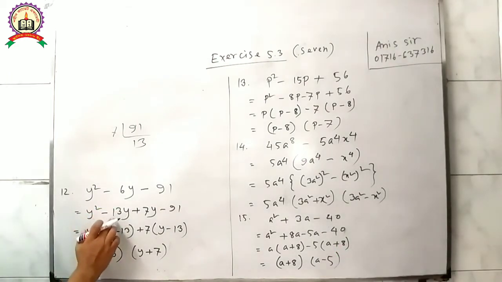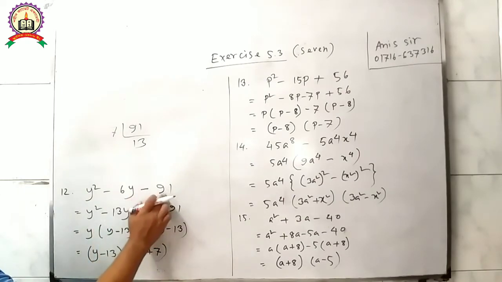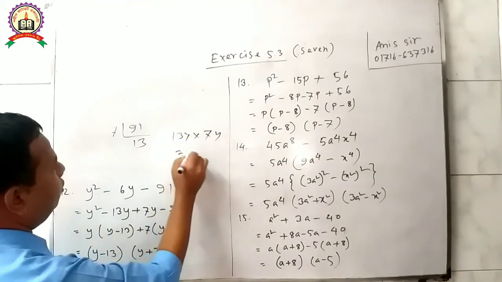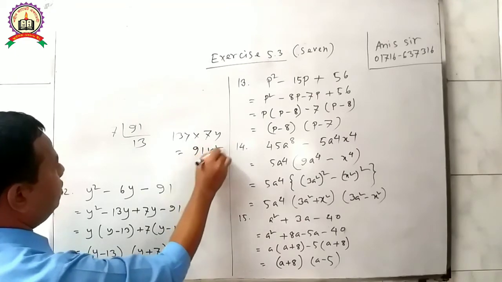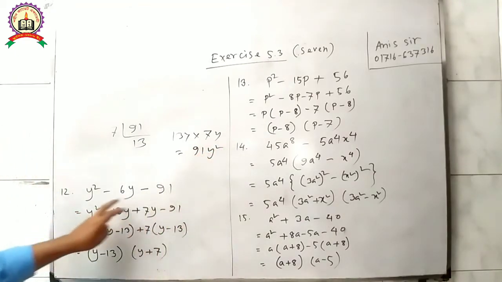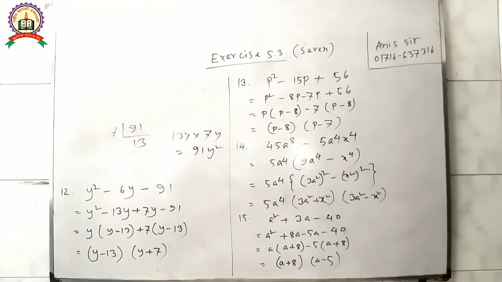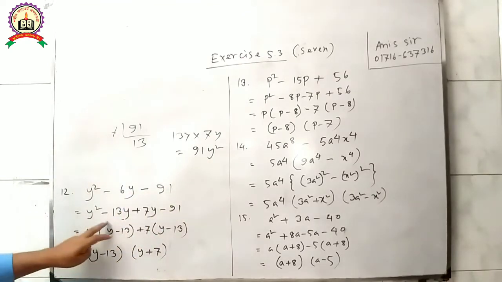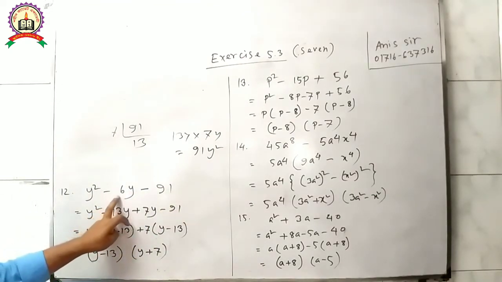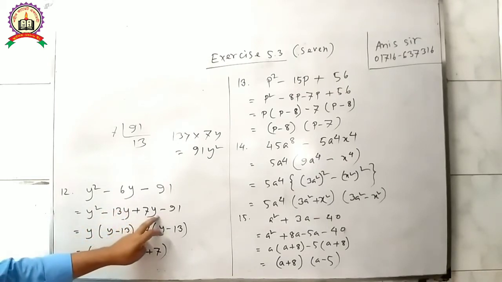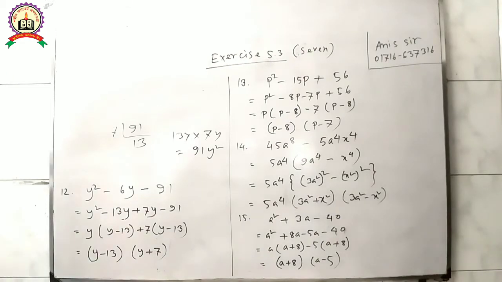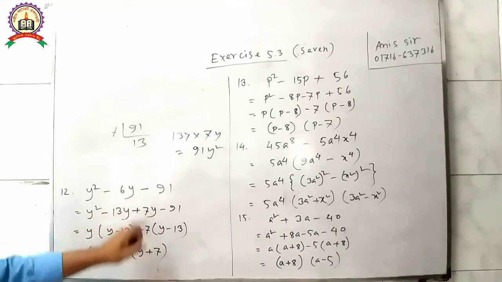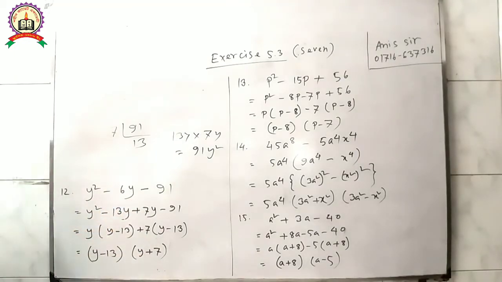So it is right, when we add or subtract, we get minus 6y. And if we multiply, 13y into 7y equal to 91 y square, the multiplication of first term and third term. If we multiply, we get the first and last term product, and if we add or subtract, we get this middle term, minus 13y plus 7y, which gives minus 6y. In this way you have to separate the middle term and solve the problem.